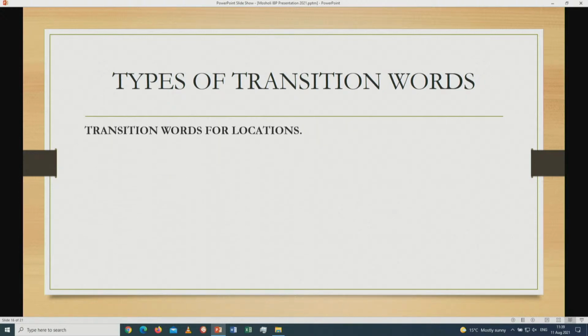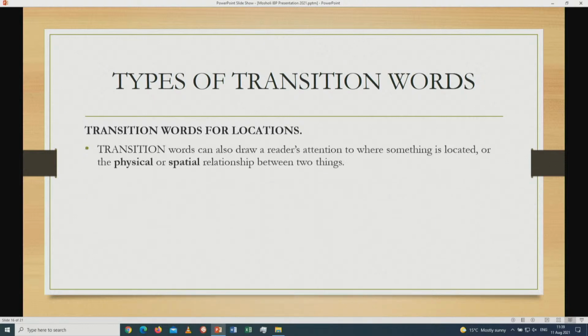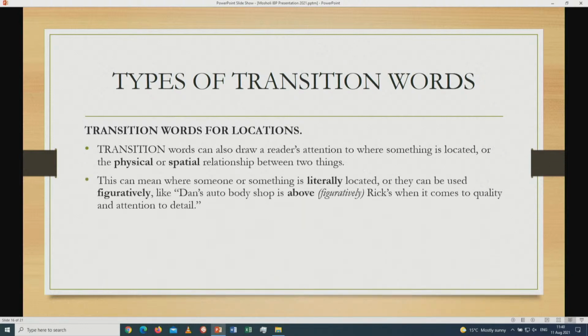Types of transition words: transition words for locations. Transition words can also draw a reader's attention to where something is located or the physical or spatial relationship between the two things. This can mean where someone or something is literally located, or they can be used figuratively, like Dan's Auto Body Shop is above, that is figuratively, risks when it comes to quality and attention to detail.